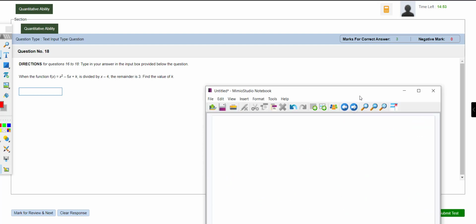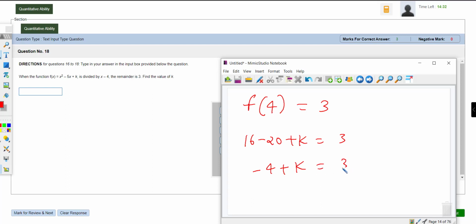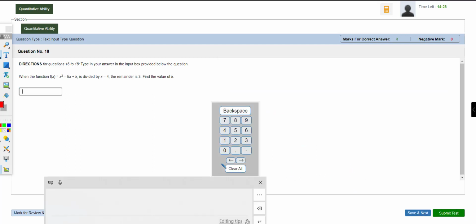So over here the remainder theorem applies. We are going to divide f of x by x minus 4, so the remainder is going to be f of 4, that is equal to 3. Means f of 4 has to be 3. So let's put x equal to 4. So 16 minus 20 plus k is equal to 3. Minus 4 plus k is equal to 3, so k is going to be 7. So the value of k is 7 here.